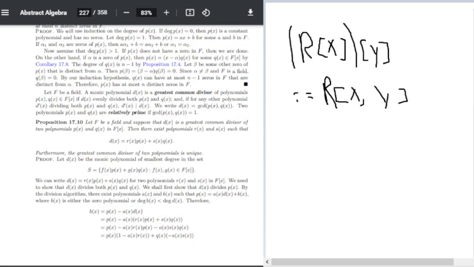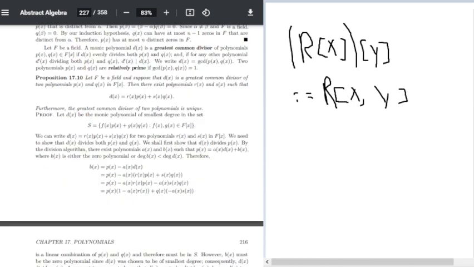Anyways. Proposition 17.10. Let F be a field and suppose that d of x is the greatest common divisor of two polynomials p of x and q of x in F of x. Then there exist polynomials r of x and s of x such that d of x is equal to r of x p of x plus s of x q of x. Furthermore, the greatest common divisor of two polynomials is unique. So this is basically the analogy of the case for greatest common divisor of two numbers into the realm of polynomials. So anyways, proof.